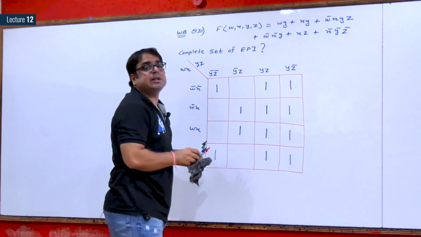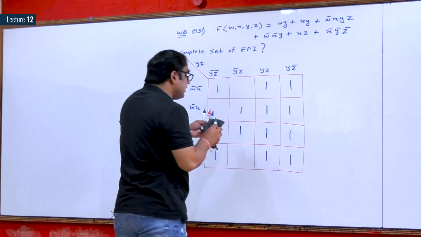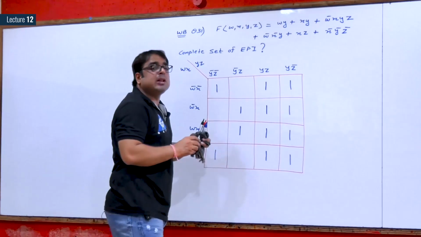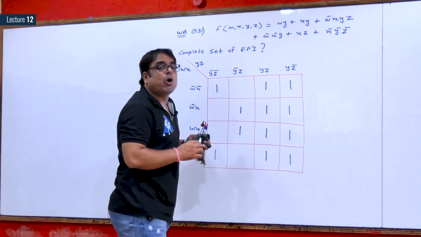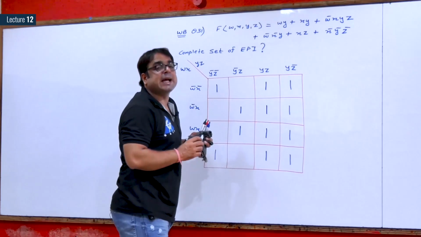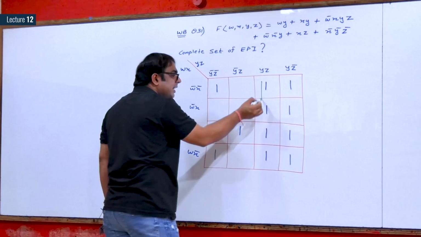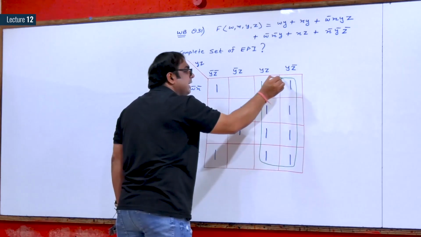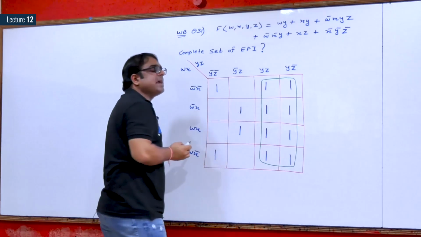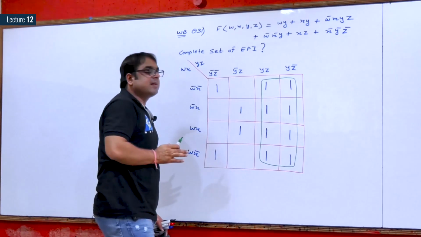Now we will target to find the essential prime implicants. So first let us group all the best possible groups. Let us group all the prime implicants. Prime implicants are the best possible groups. So we start from this octet. This octet is the best possible group. This is not a part of a bigger group.